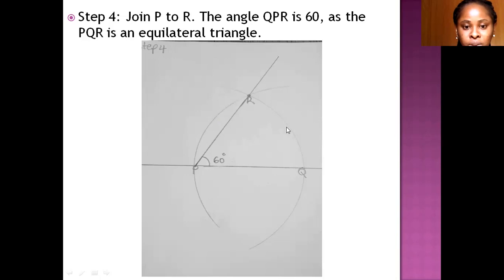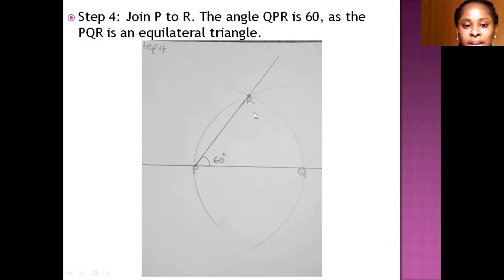Step four, where the arcs cutting Q and cutting P meet, we name it R. Join R to P using your ruler, and we'll be having angle 60 degrees. When you join R to Q, we have another angle 60 degrees.